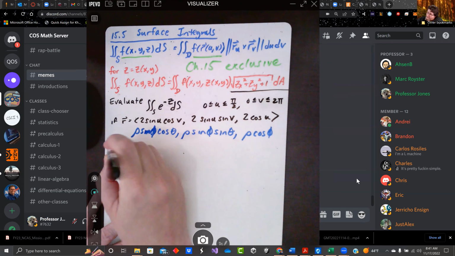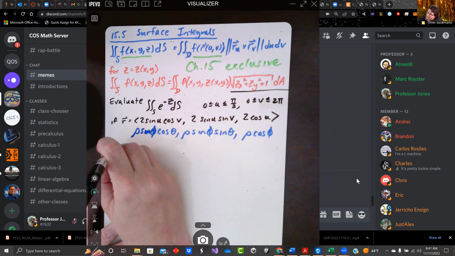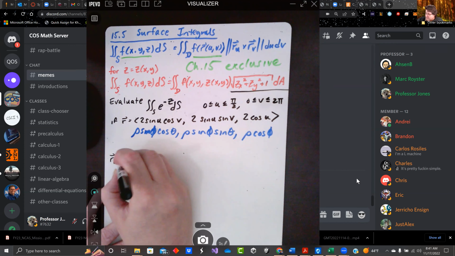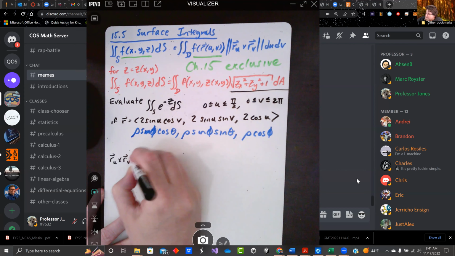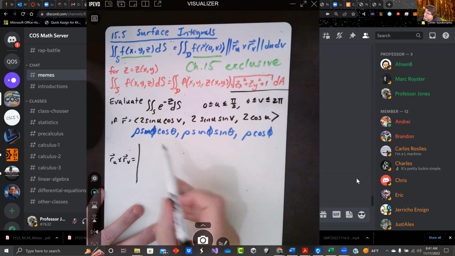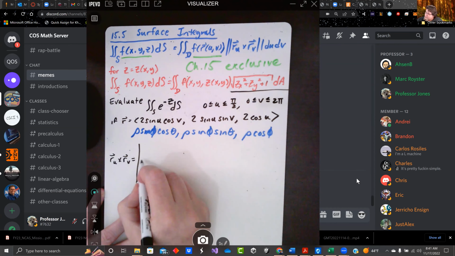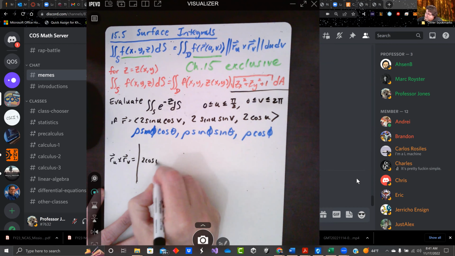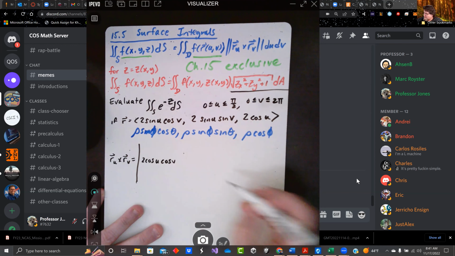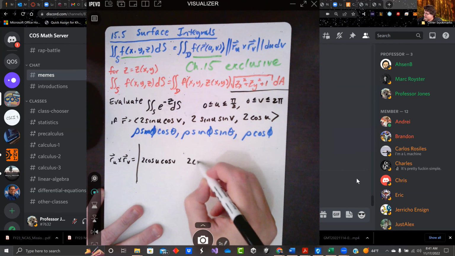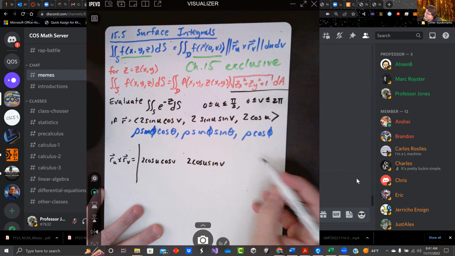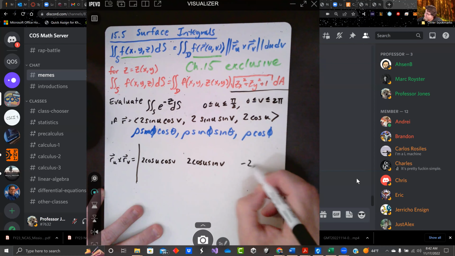So I need R of u and we need R of v, and we're going to do the cross product form. So I'll just start setting that up now. R of u is 2 cosine u cosine v, and then 2 cosine u sine v, and then negative 2 sine u.